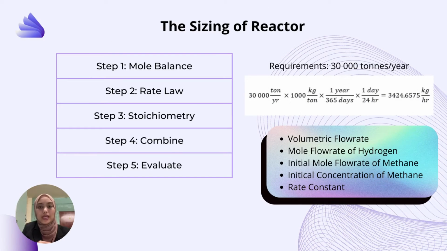The sizing of reactors can be calculated by using the 5-step method, which is step 1 mole balance, step 2 rate law, step 3 stoichiometry, step 4 combine, and lastly step 5 evaluate. The target of this project is to produce 30,000 tons per year of hydrogen. Thus, the information needed for the volume calculation was calculated accordingly.